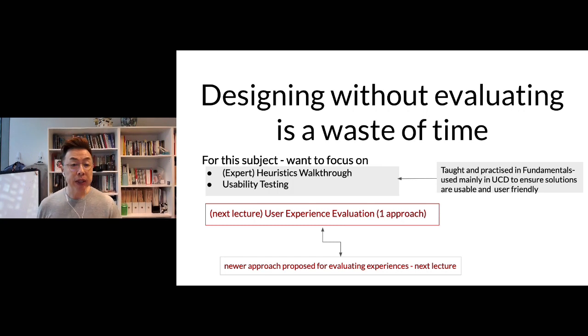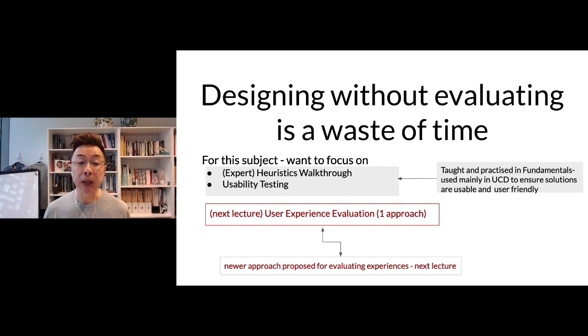Now, for this subject, we're talking about 3 different types of evaluation. Number 1, we're talking about expert heuristics walkthrough, and then we're going to be looking at usability testing. And then finally, which is something that's new and not covered in this video lecture, but the next one, which is actually about user experience evaluation itself.